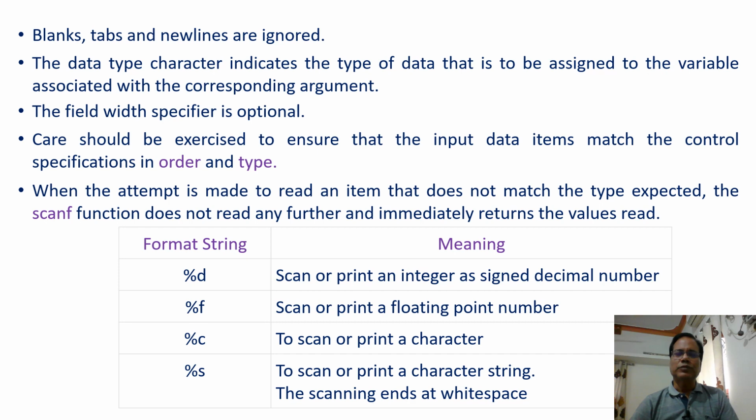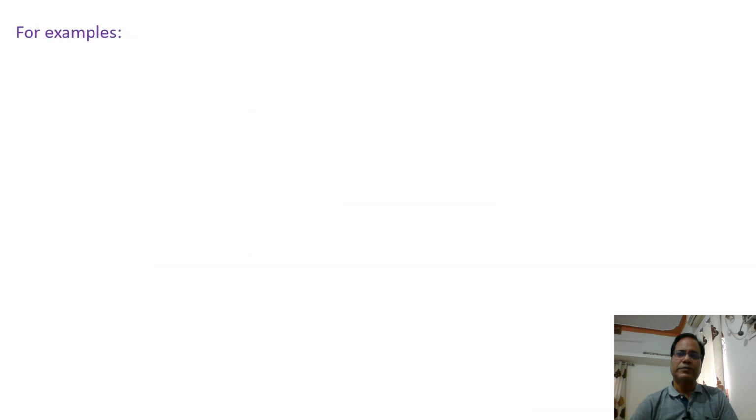This table shows the format strings and their use. %d: this format string is used to scan or print an integer as a signed decimal number. %f: scan or print a floating point number. %c: to scan or print a character. %s: to scan or print character strings. The scanning ends at white space.